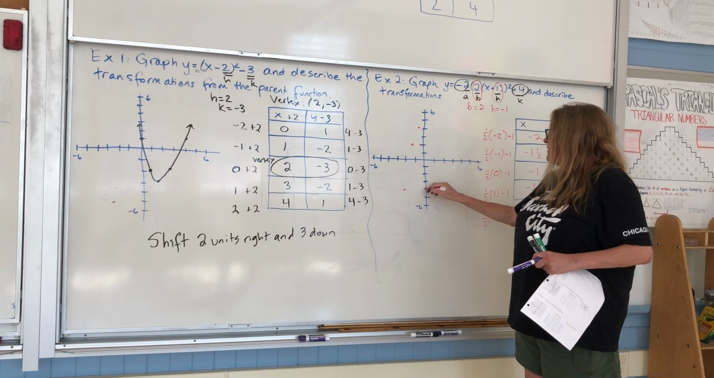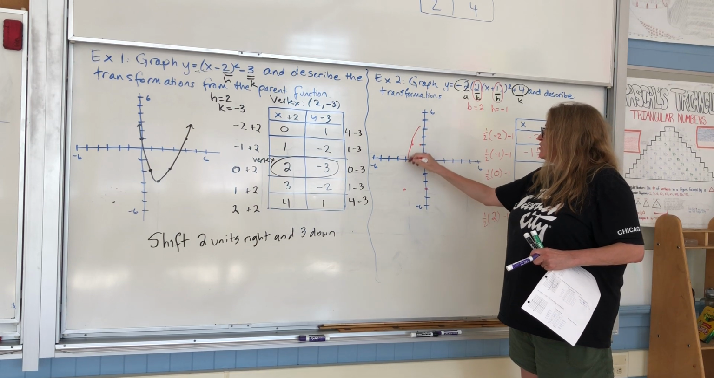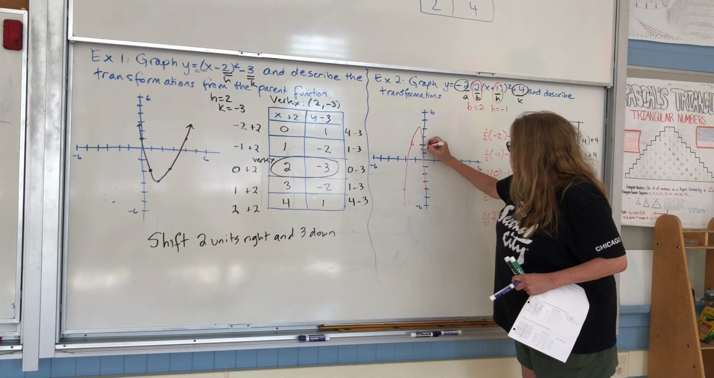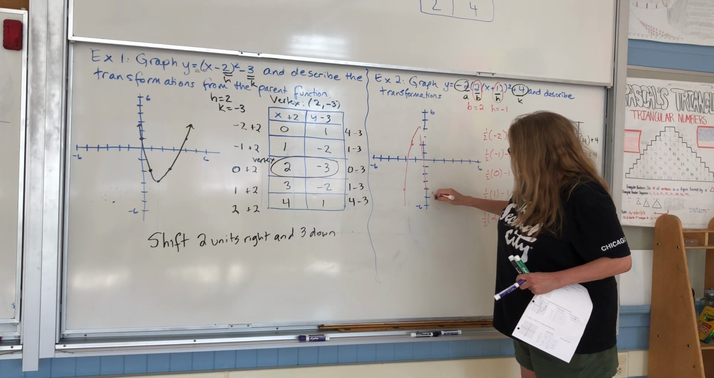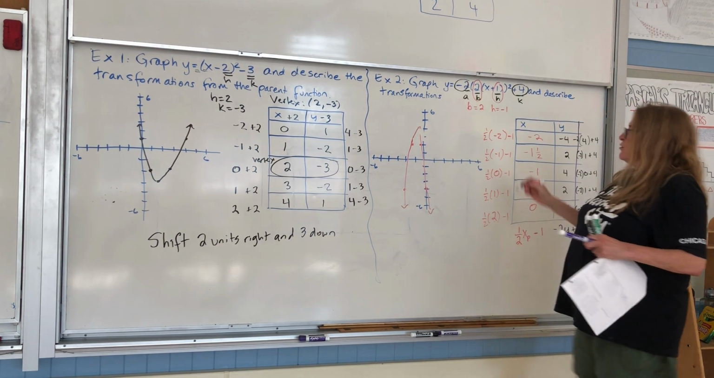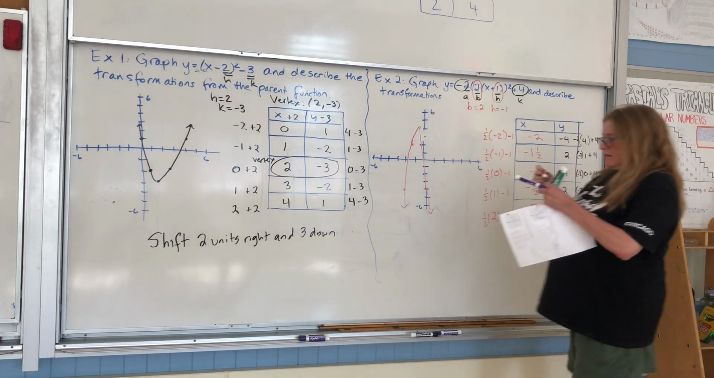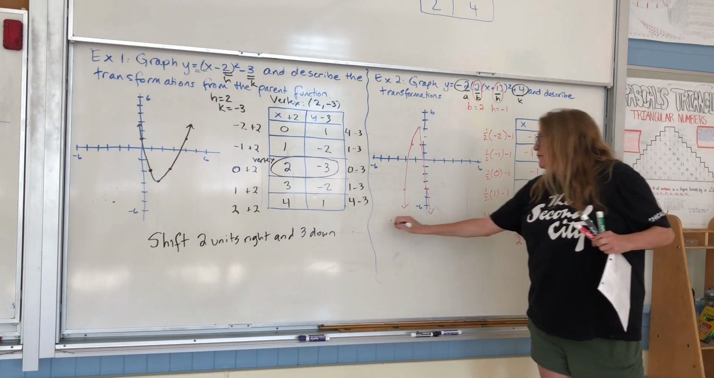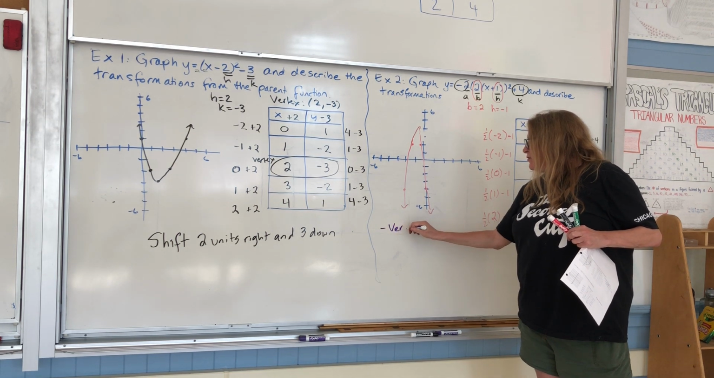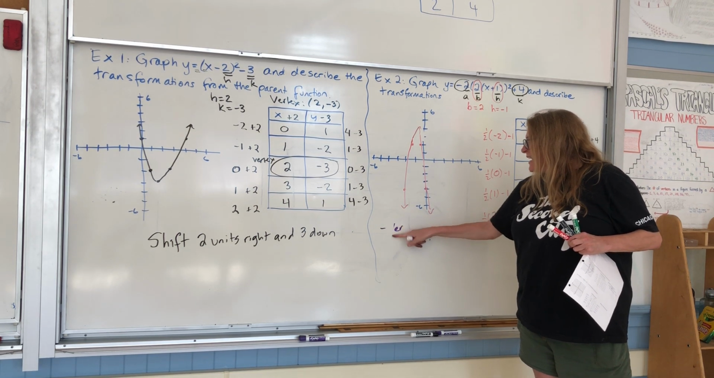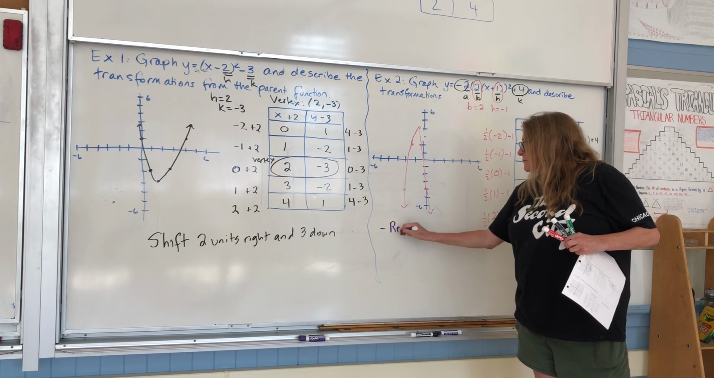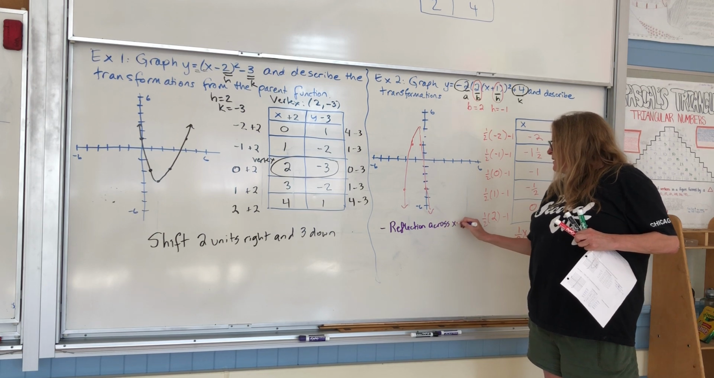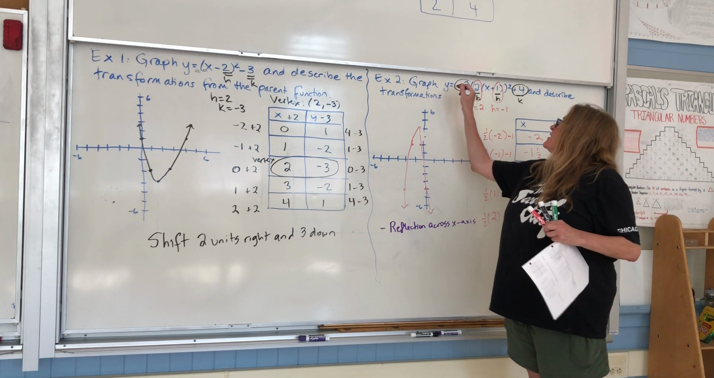Okay, so look at this. This is a super tall and skinny parabola. So let's think about, why is it tall and skinny? Well, let's look here. First of all, you may notice it's upside down. So the first thing we're going to say is there is a reflection across the x-axis. That's what the negative does. That's what this does right here.